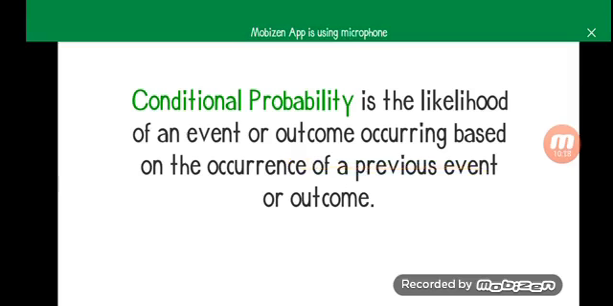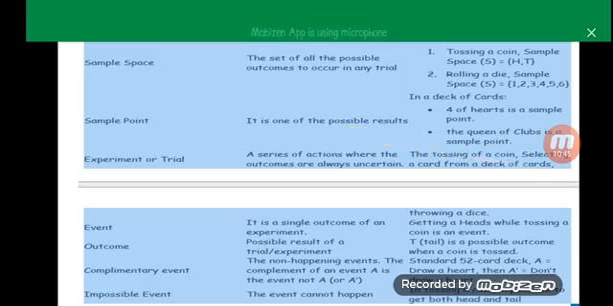Now, conditional probability is the likelihood of an event or outcome occurring based on the occurrence of a previous event. Let's say, for instance, last night somebody was very sick. A normal human being is supposed to eat in the morning, from 8, 9, 10, 11, and so on. Now, if such a person was vomiting seriously the night before, because of that occurrence, the possibility of that person eating that morning is not very strong. That's just an example of conditional probability.